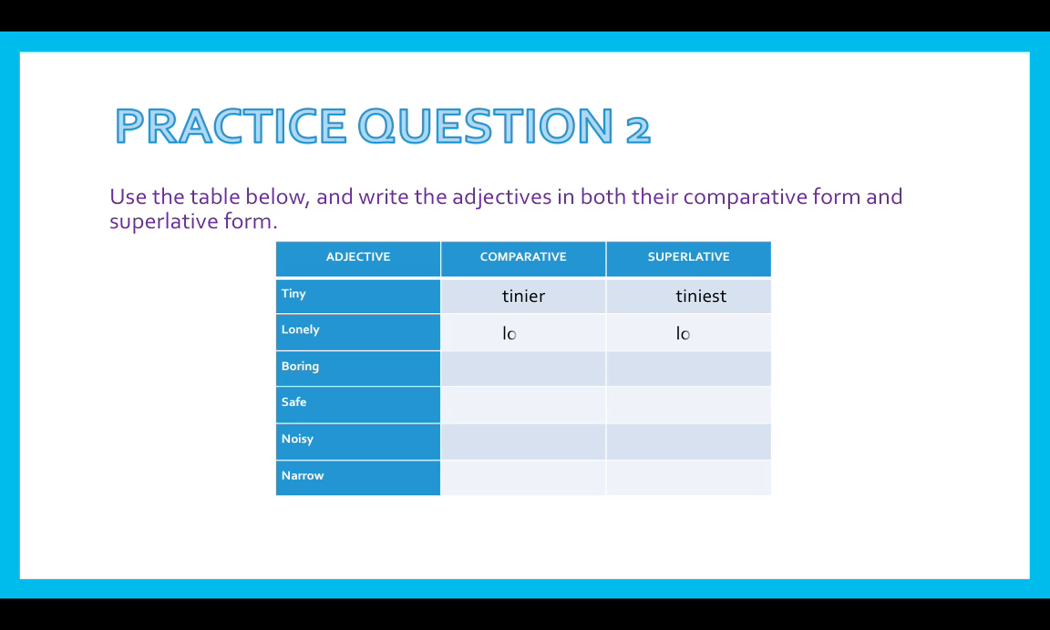So lonely, so we've got lonelier and loneliest. Boring would be more boring for your comparative and most boring for your superlative. Safer and safest. Noisier and noisiest. And narrower and narrowest. So there are your answers for this question.